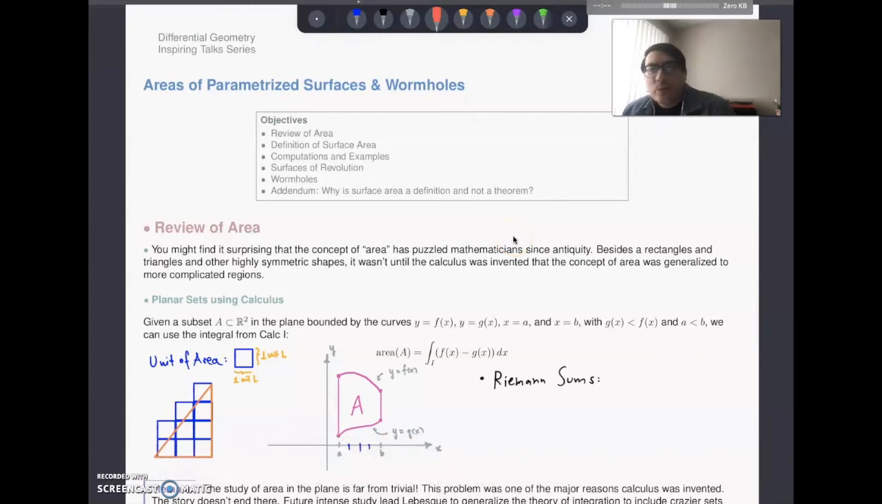Hello, welcome to areas of parametrized surfaces and wormholes.